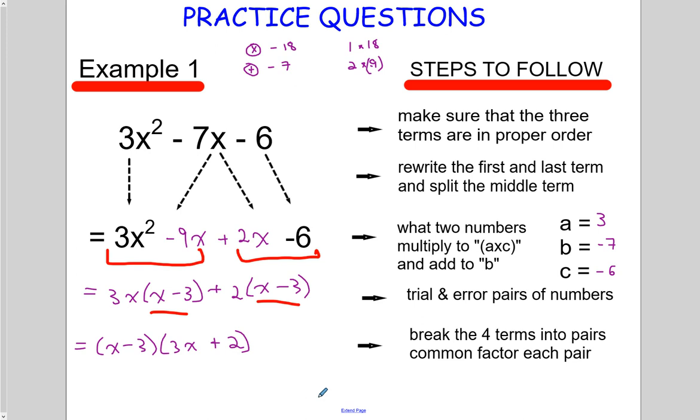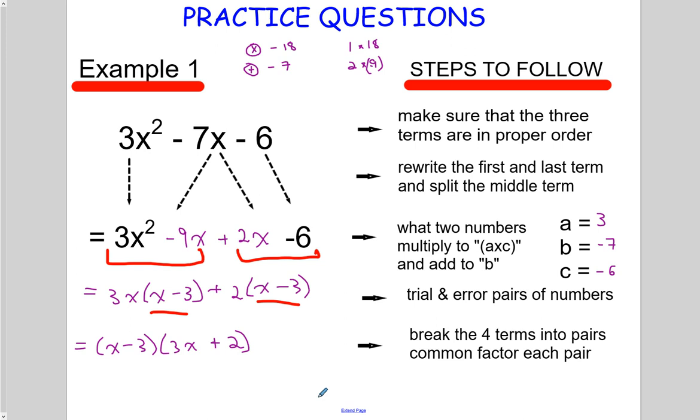We've done our factoring. And if I wanted to check this, I could take this pair of binomials, x minus 3 and 3x plus 2, multiply through the brackets, and I would end up back with my original 3x squared minus 7x minus 6.